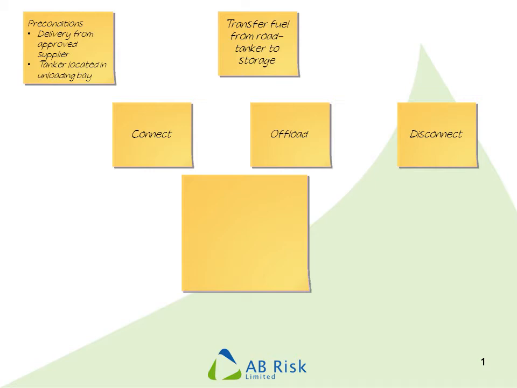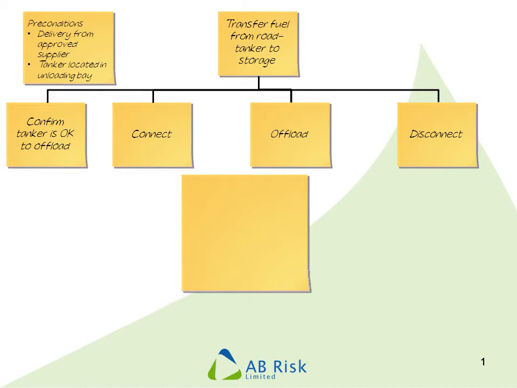And we'll say, well then, if that's the situation, is connect the first activity that we perform? And it's probably around now that people are starting to say, well actually no, we'd probably do some form of check before we connect up. We wouldn't just assume everything was okay for this sort of task. So we might add a subtask, confirm tanker is okay to offload. And we'll say, well, that goes before the connection. Okay, we confirm, we connect, we offload, we disconnect. Based on our current knowledge, that seems to be all the subtasks that we need to perform. We can connect them up, make it into a pretty tree like that.